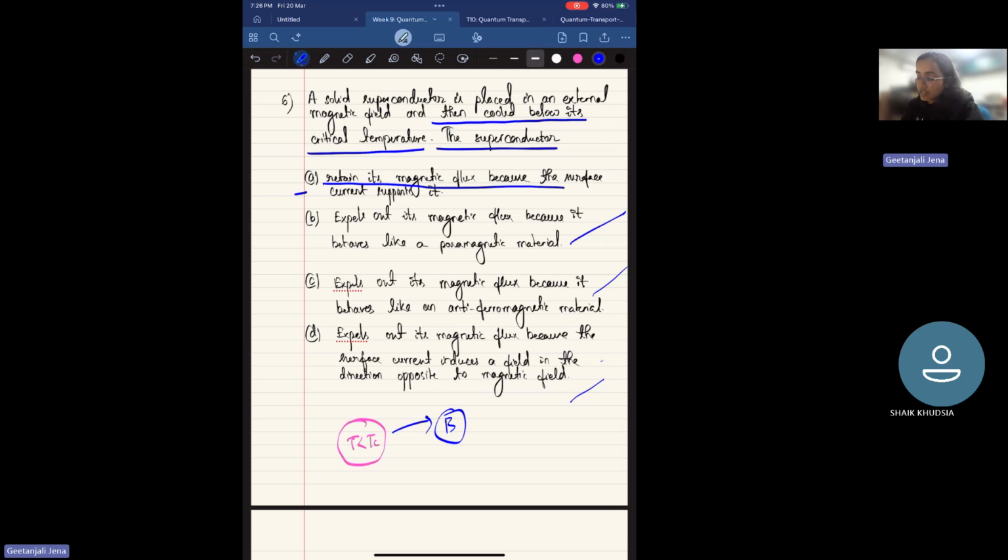Okay, so option B is not the right answer. It will expel the magnetic field, but the reason is that a surface current will be created which opposes the direction of the magnetic field. In option B, if it was given diamagnetic material, then option B would also be correct. But because it's given paramagnetic, option B is not correct. So option D.